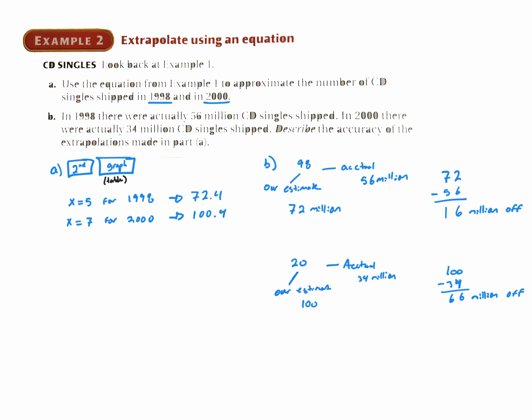And for the year 2000, we notice when we say 100 minus 34 million, that we're 66 million off. And so notice our line of best fit is not fitting the data very well for things outside of the data that we already have. And so you can see the further away that we get from the information we have, the less accurate that prediction becomes.